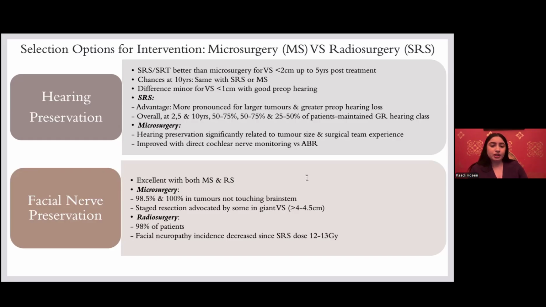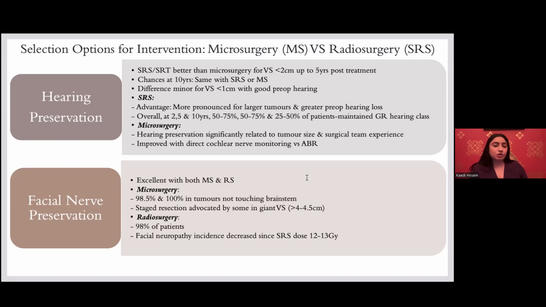Regarding radiosurgery, 98% of patients have preserved facial nerve function, and the incidence of facial neuropathy has significantly decreased since the dose was decreased to 12 to 13 grays, as facial neuropathy was previously seen in those receiving 18 to 20 grays.